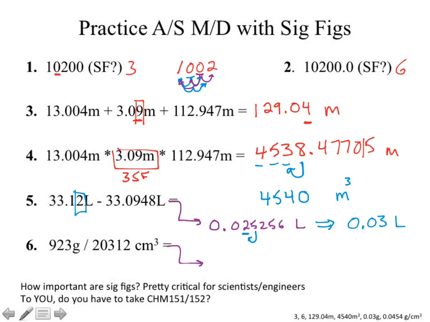So if we go through and do 923 divided by that number, 20,312, what do we get? 0.454112. Dang it. Again, not going to matter all that much, because when we go to put this into our answer, we have to correct for our sig figs.